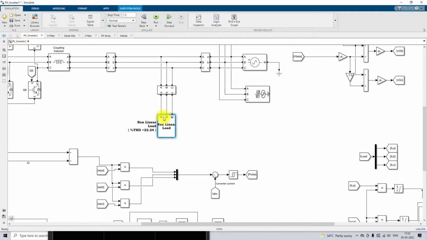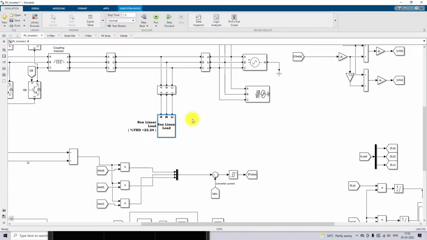So this will affect the sinusoidal nature of the current. That means we change the sinusoidal nature of the grid current, we pollute the nature of the grid current. Because of that, harmonics arise. It will affect the other systems, or the other loads also.